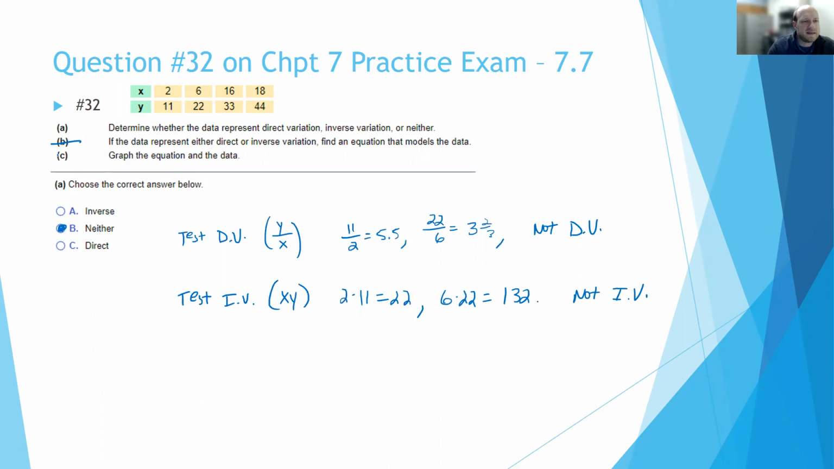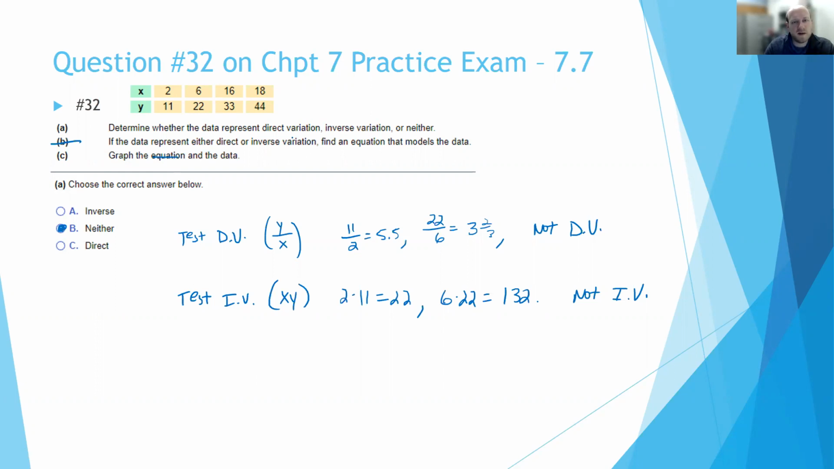And then in order to graph this, all I could do is plot the points on a graph. That's all I could do. I don't have an equation for this. So I would just graph the data.